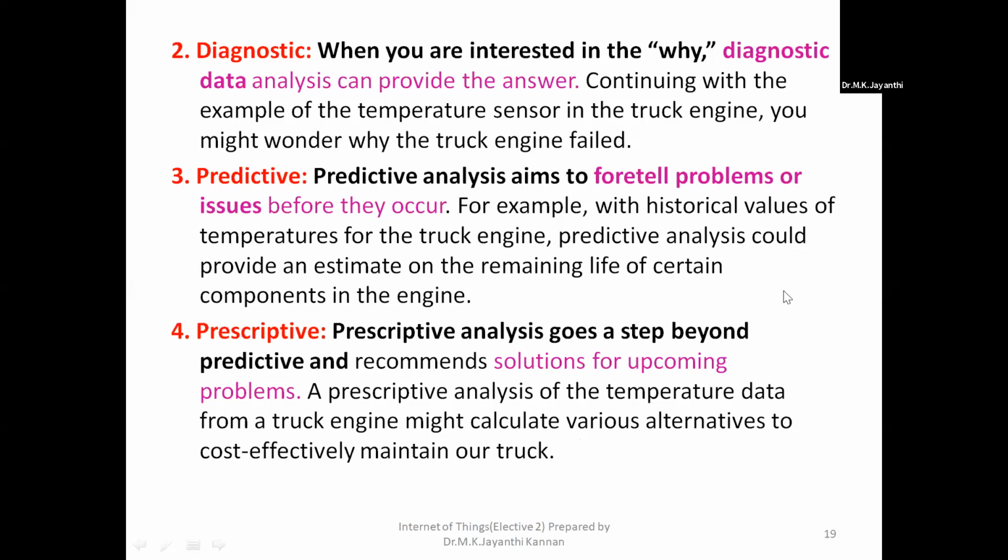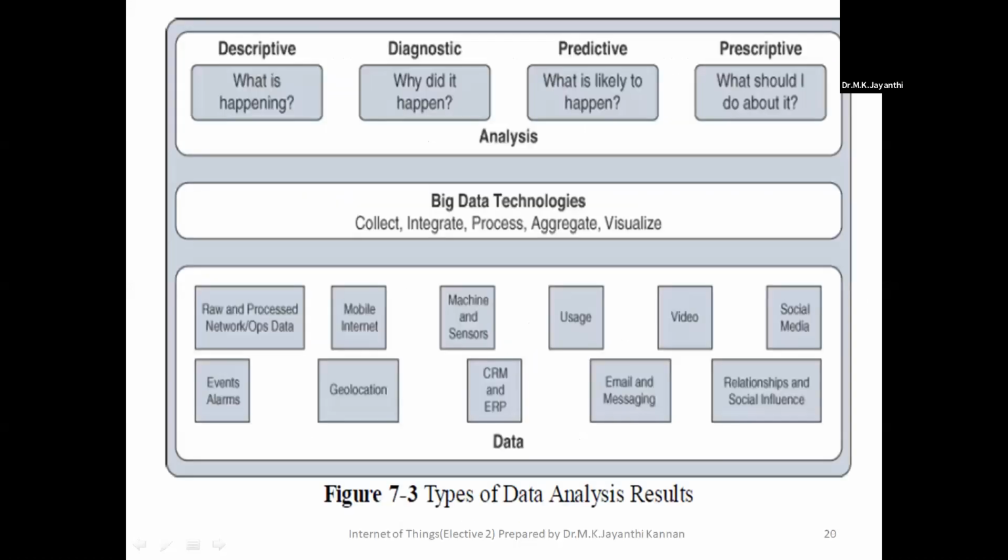So these are the 4 types of data analytics. The diagram shows you the types of data analysis results. The first one is descriptive, second is diagnostic, third is predictive, and fourth is prescriptive. In the descriptive, we say what is happening. This data will give you what is going on in the system. In case of diagnostic data, it will tell you why it happened. The predictive one tells what is likely to happen in future, and the prescriptive one will tell you what should I do about it. So these are the 4 types of analysis.